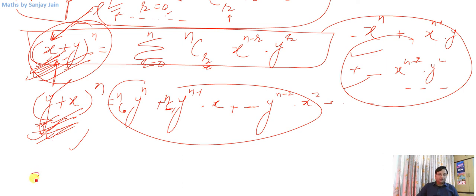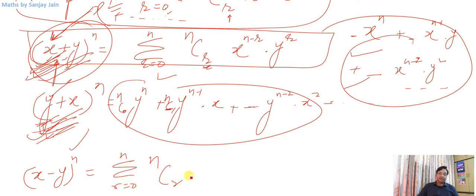Now if I write (x minus y) raised to power n, what will happen to this formula is sigma r equal to 0 to n nCr, these things will remain the same, x raised to power n minus r. Then in place of y I have written minus y, so let me write minus y here. Minus y will be raised to power r. Now whenever r is odd, this term will become minus y. When r is even, this term will become y.